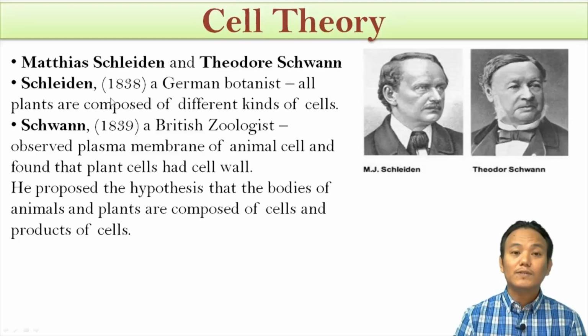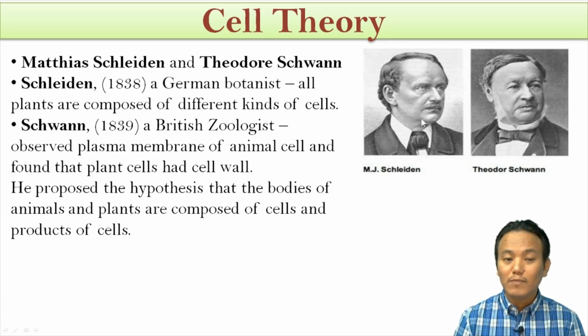Let us now discuss cell theory, a theory which is widely accepted among different scientists, right? The cell theory was proposed by Matthias Schleiden and Theodor Schwann. So in 1838, Matthias Schleiden, who was a German botanist, said that all plants are composed of different kinds of cells.